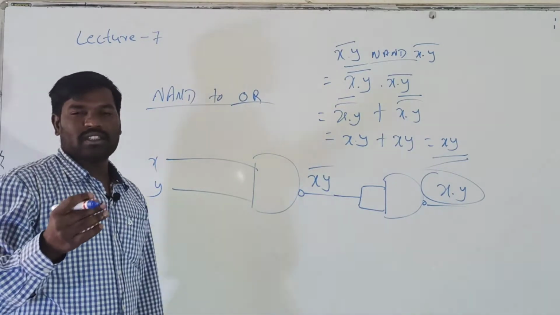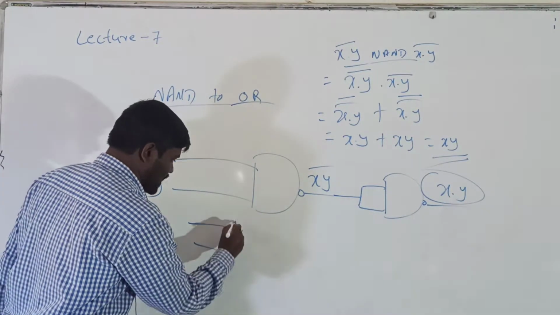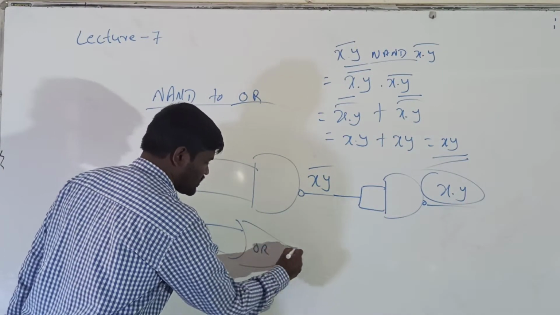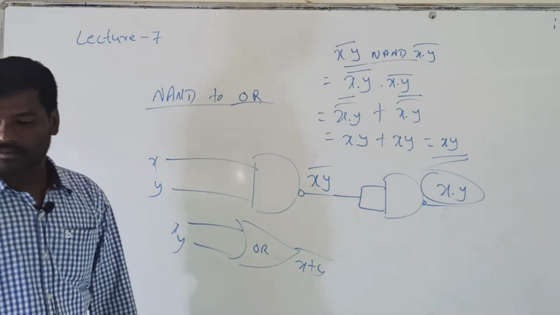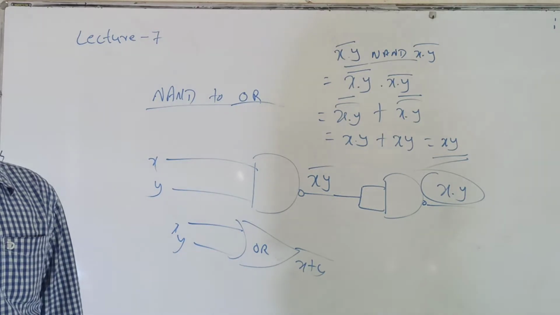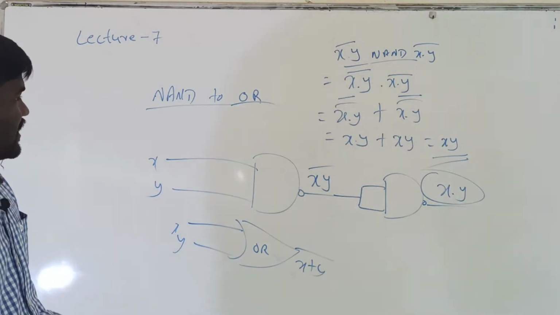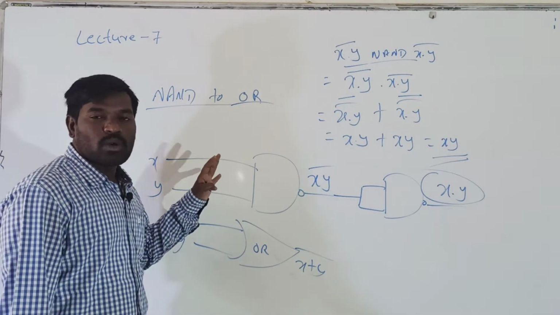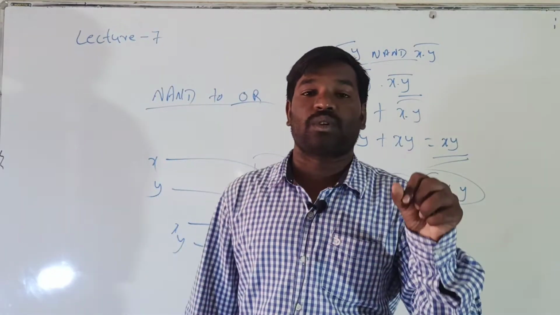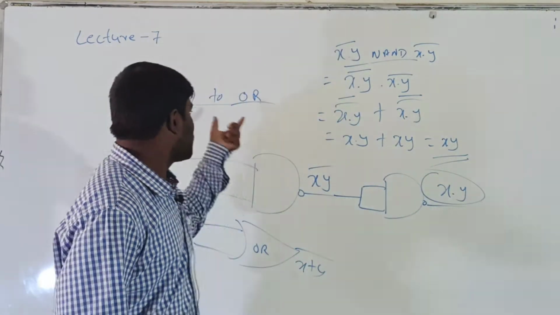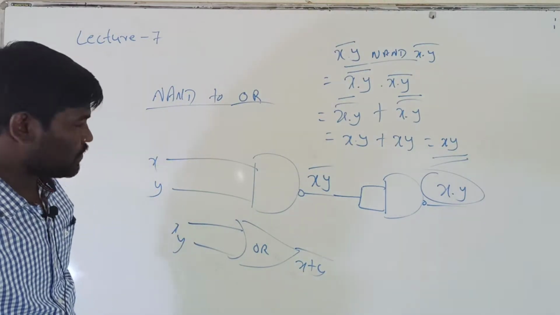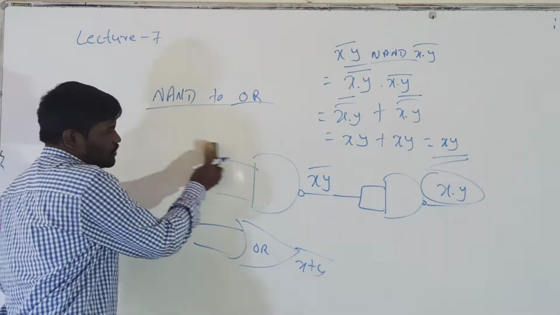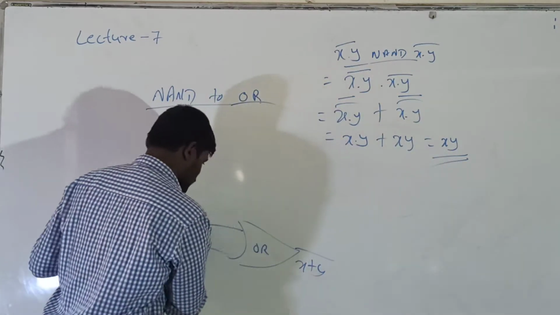If you want to draw the OR diagram, directly you have to write like this: OR, x, y, finally x plus y. But here don't use the OR circuit diagram, because with the help of NAND we can draw the circuit diagram of OR. It means compulsory we can use NAND only.